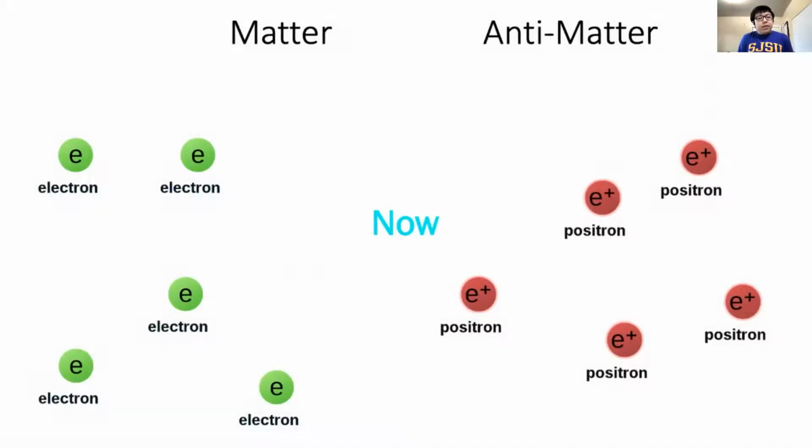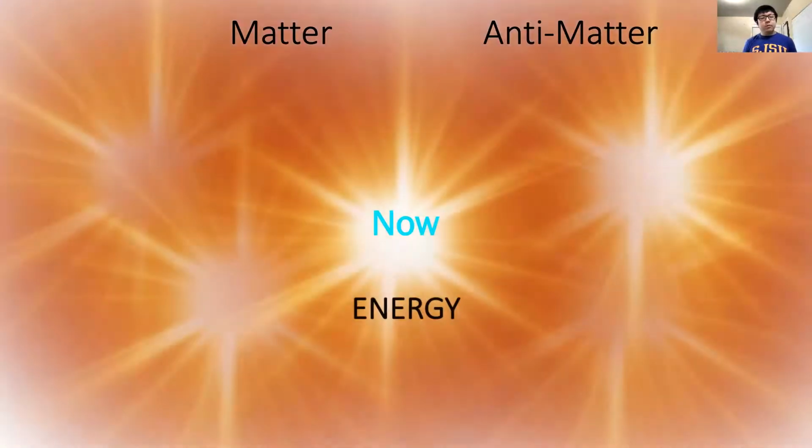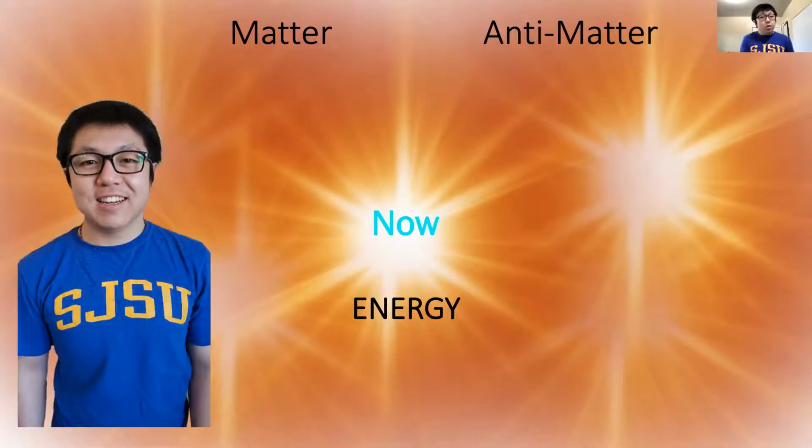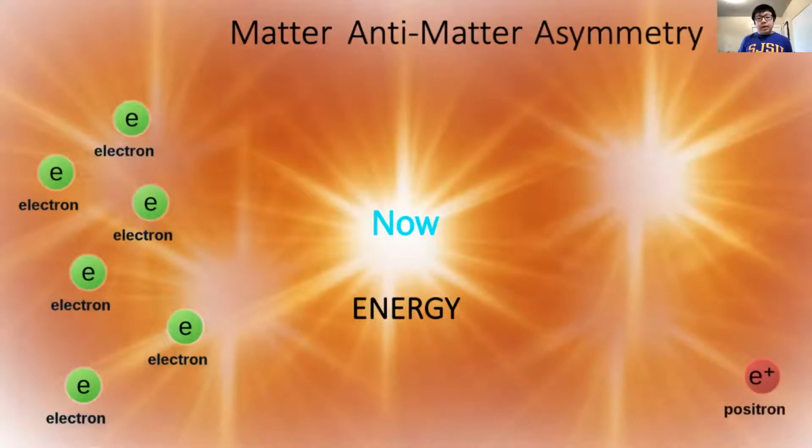Now, 13.8 billion years later, you would expect that they'll all eventually annihilate each other, leaving us with an empty universe filled with pure energy. However, I still exist, and you're still here too. Somehow, we're left with more matter than antimatter. Somehow, there's this matter-antimatter asymmetry. And our question is, what happened?